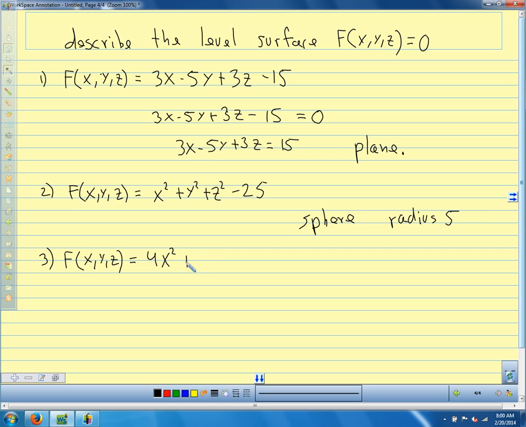4x squared plus 9y squared minus 4z squared. And we want to describe this surface, F of x, y, z equals 0. So I'm going to write this. We're looking at the level surface 4x squared plus 9y squared minus 4z squared equals 0. So what is that surface?